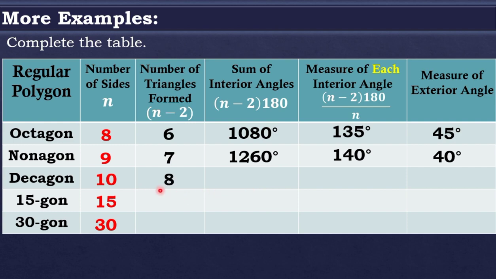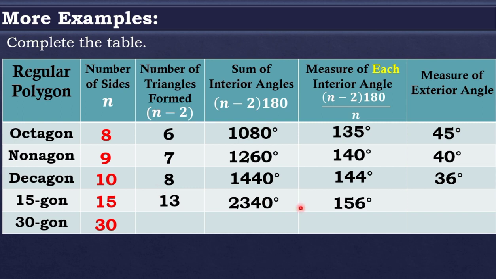Okay, and then ganun rin po sa iba. We have 8, 1,440 degrees, 144 degrees, and 36 degrees. For our triangles form, we have 13 times natin sa 180. We will get 2,340 degrees. Divide lang po natin sa n. Divide by 15, so 156 degrees. And then, i-minus po natin ito sa 180. We will get 24 degrees for our exterior angle.